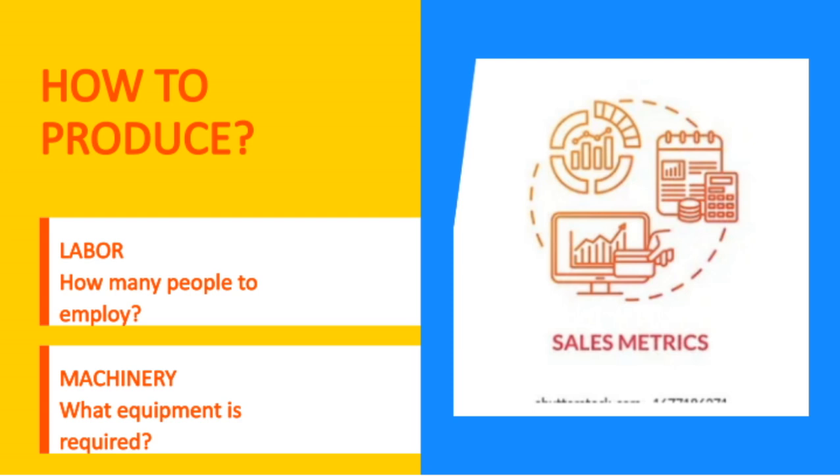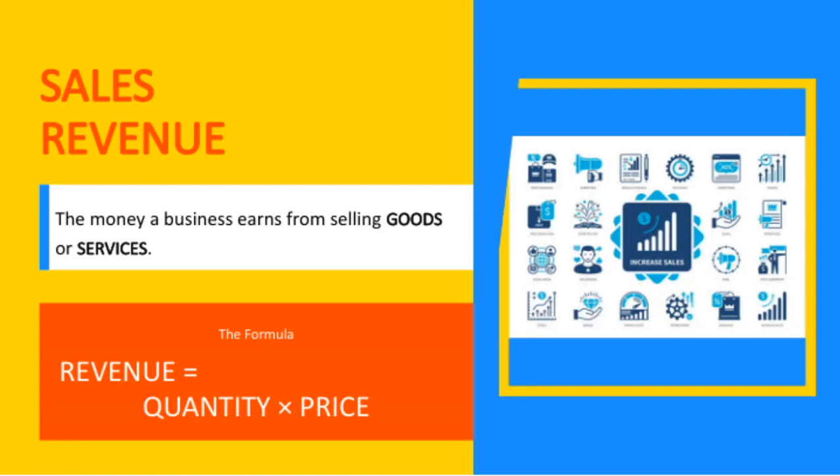Let's take a closer look at the formula for revenue here. It's simply revenue equals quantity times price. What this means is that the total money a business earns from selling goods or services depends on how many units they sell and how much they charge for each unit.